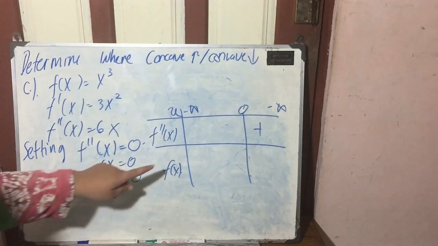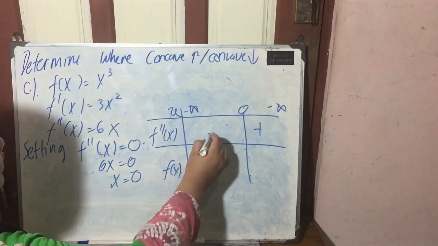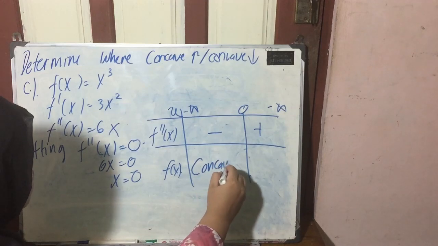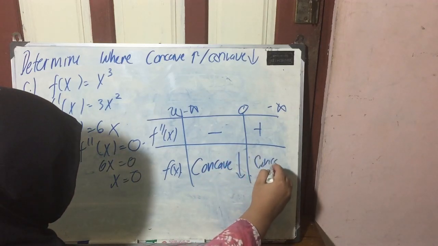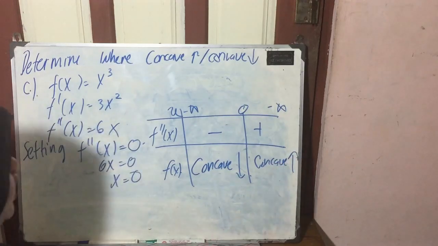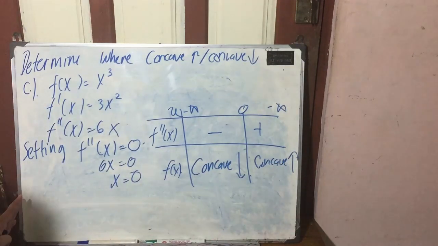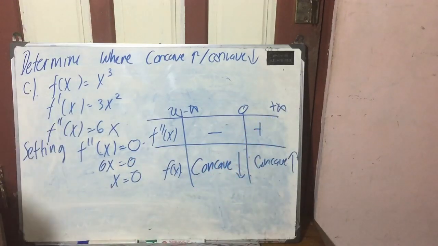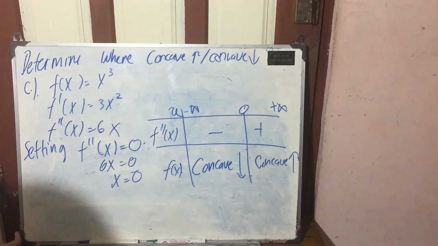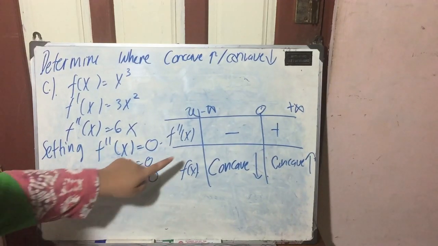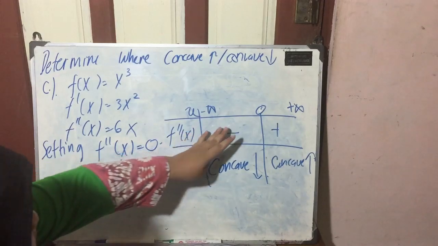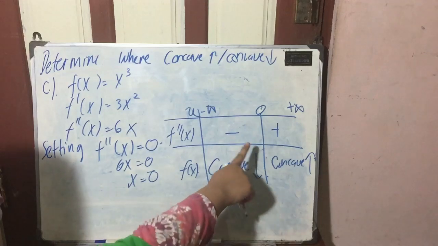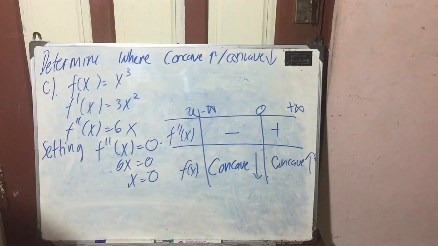And then, when we want to take minus and plus, this one is concave down, this one is concave up. Everyone, as you see from the sign chart, the left side of 0 is minus, meaning concave down. The right side of 0 is plus, which is concave up.